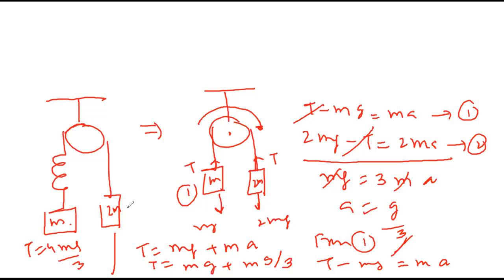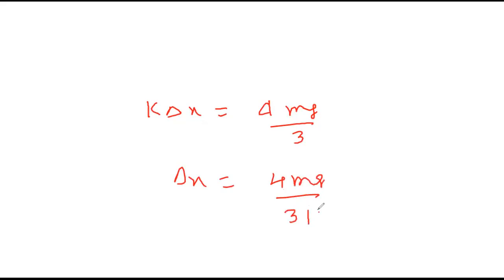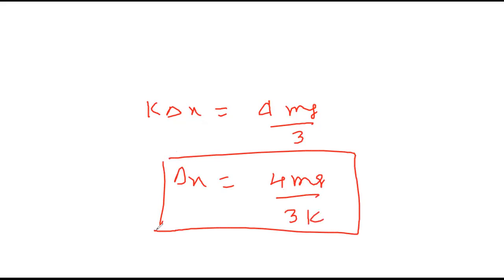Done, sir. You all have done this? Yes, sir. Now I said I am treating that spring as tension. So I will write K times delta x is 4 times mg by 3. For the spring it is K delta x. So elongation will be 4mg upon 3K in the case of a spring. Complete further. Done, sir.